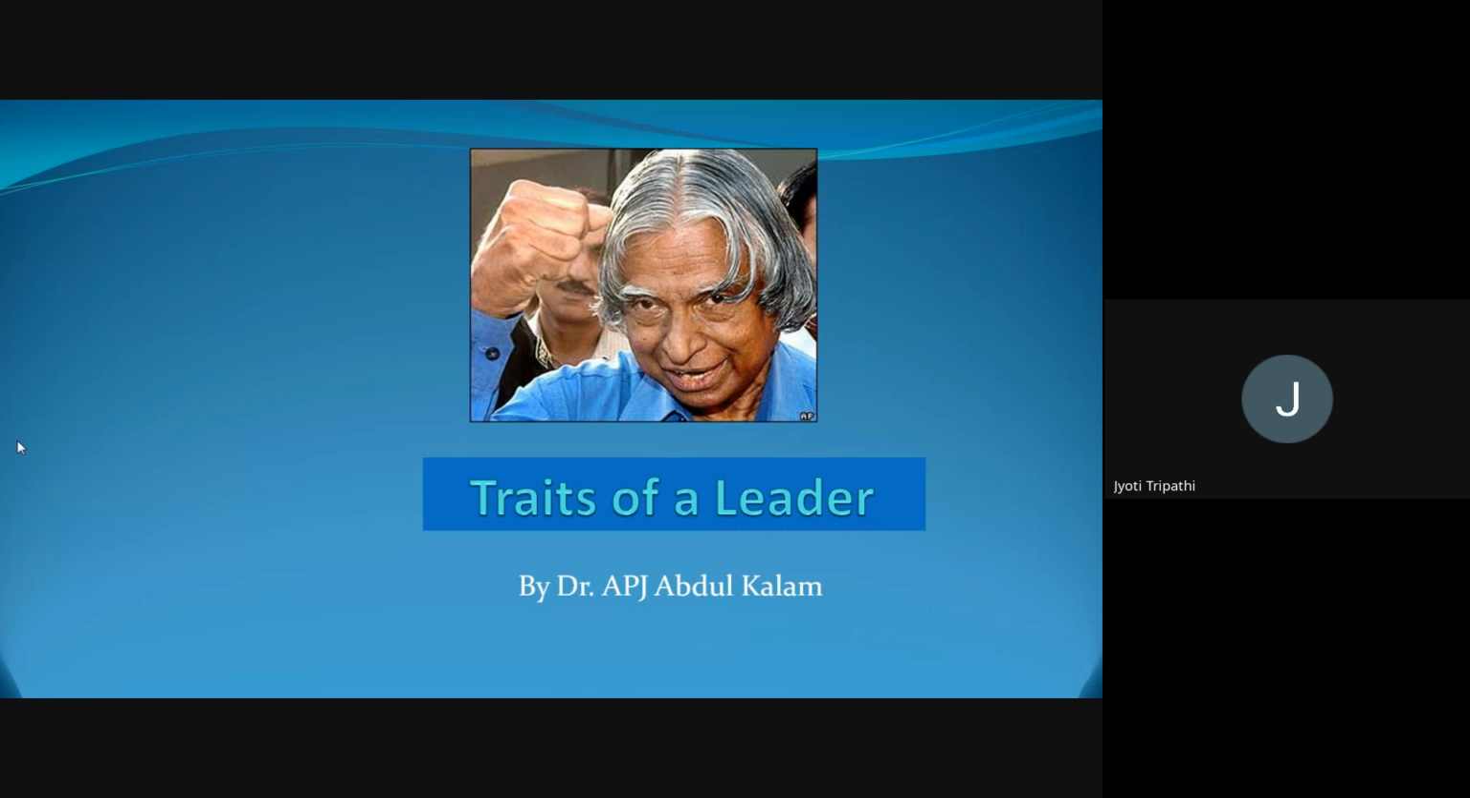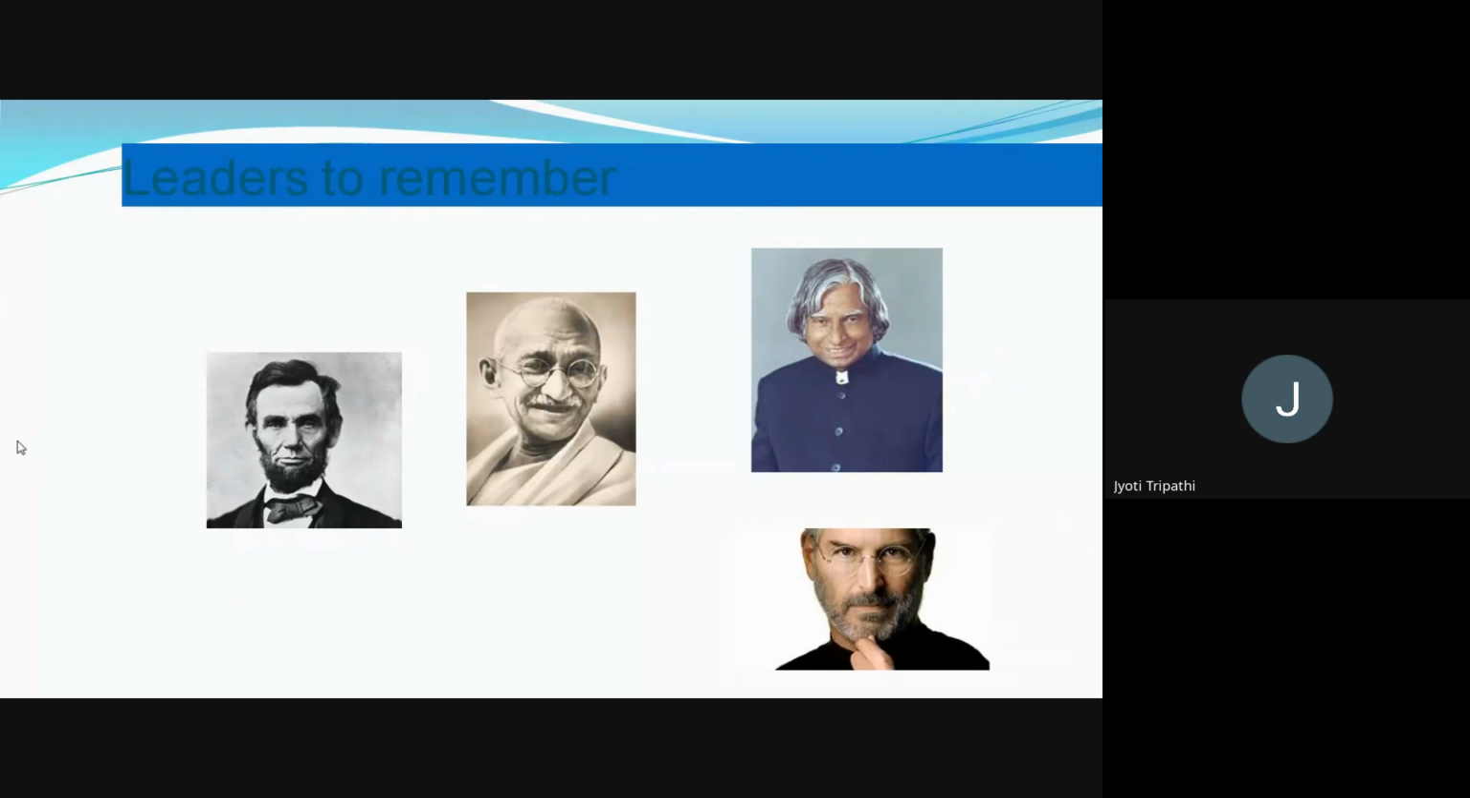Moving forward with this idea, here is one slide for you all which shows some images, and these are the images of Mahatma Gandhi, Abraham Lincoln, Steve Jobs, Dr. APJ Abdul Kalam. All these are well-known faces to us. When we talk about these faces, we know they are leaders. This is the reason I have given space to these faces in my slide.